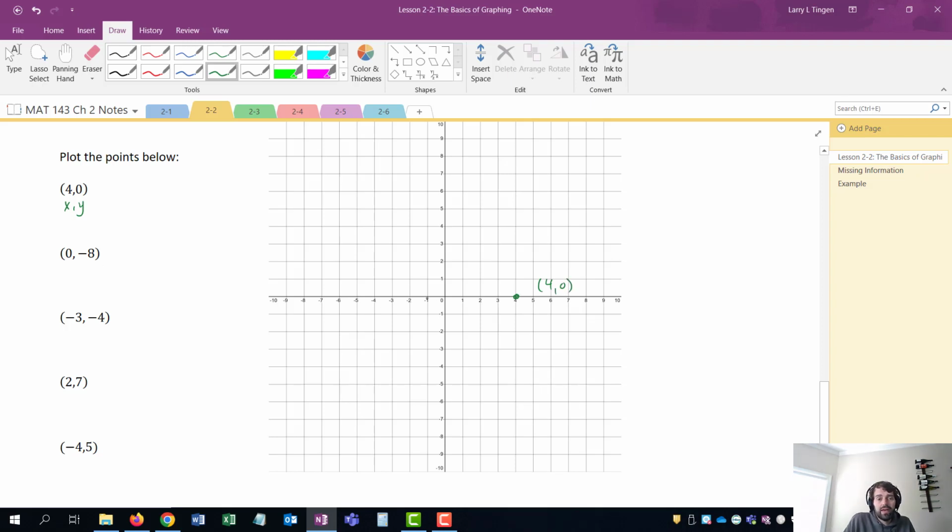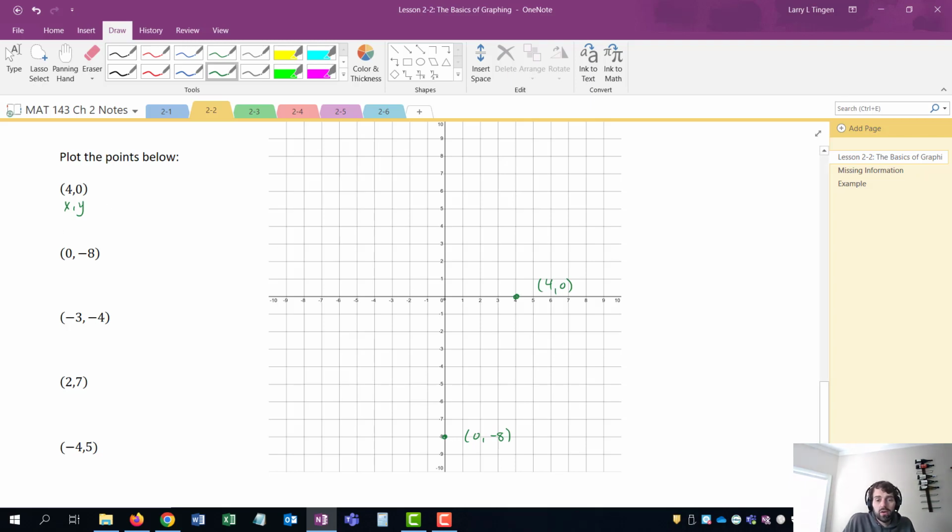Next is 0, -8. So I start at the origin. I do not move left or right because x is 0, and I move down 8 because it's negative. So a negative y value means move down, a positive means move up. A negative x value means move left, a positive means move to the right.